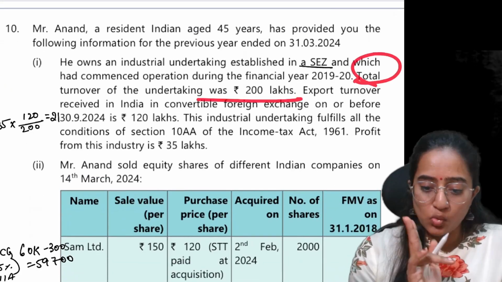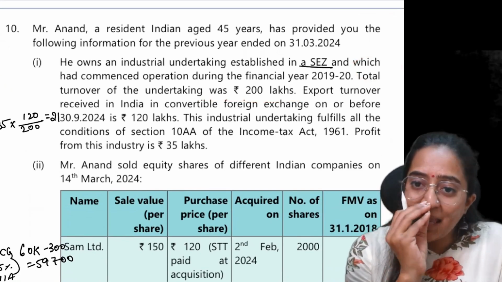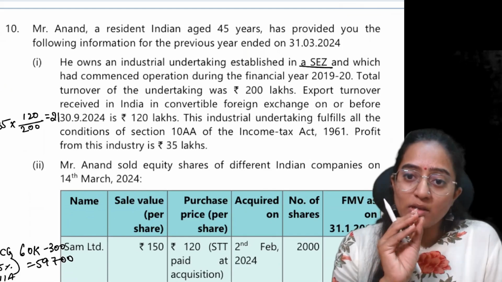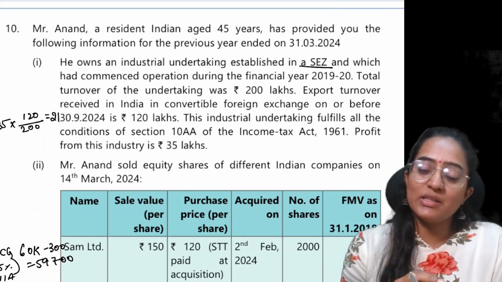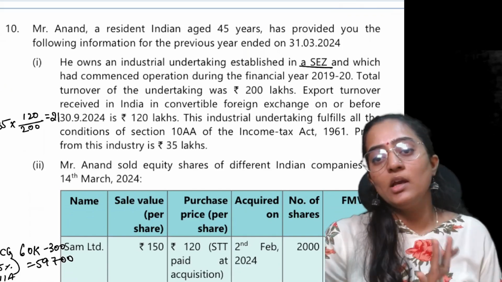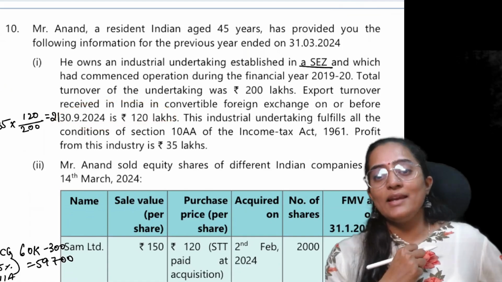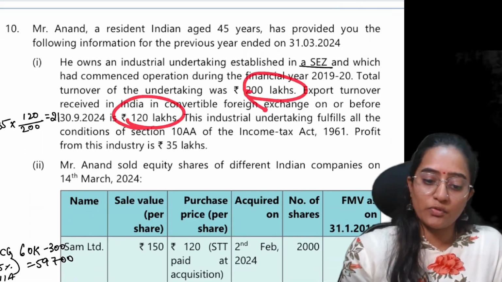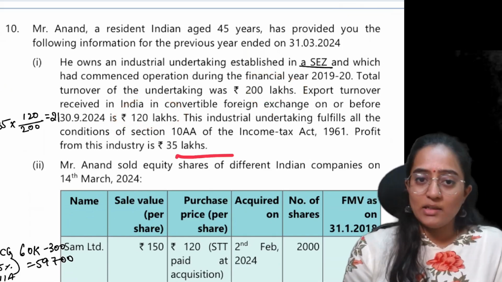The total turnover was 200 lakh. For you to be eligible for the profits as exemption under section 10AA, the export turnover receipt should be brought into India within 6 months from the end of the previous year. So before 30th September 2024, the export turnover money which has been brought into India is only 120 lakh out of 200 lakh. So only so much is available for deduction, and it fulfills all the other criteria.